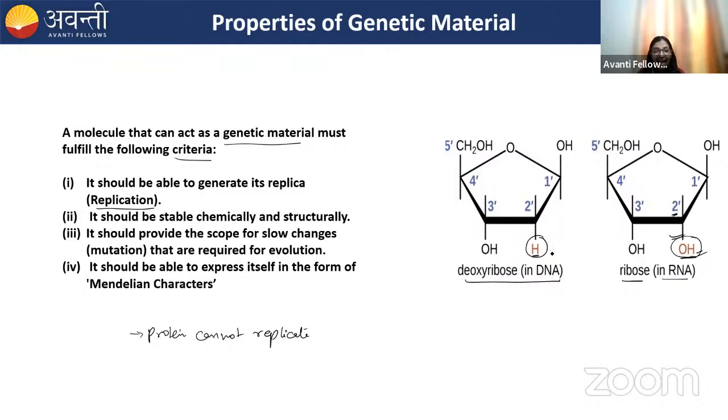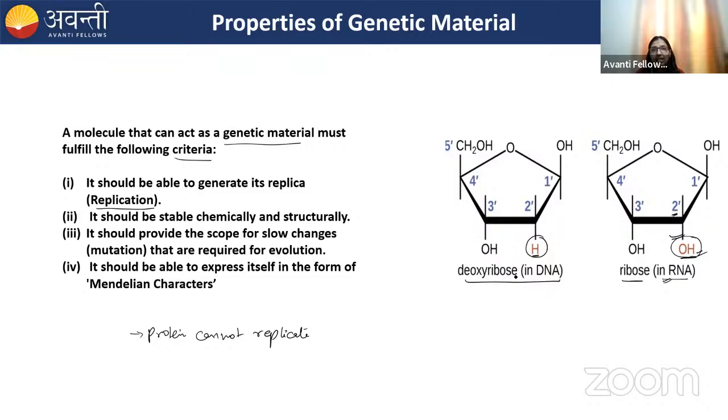Second, DNA has thymine, and RNA has uracil. So thymine is more stable as compared to uracil. And from the experiment, it was also concluded that the DNA is structurally stable, because when this S bacteria was heat killed, the bacteria die, but the genetic material remains intact, or it does not get destroyed.